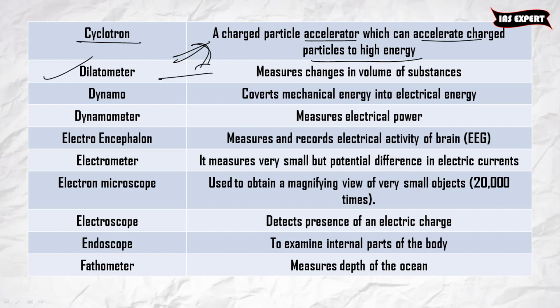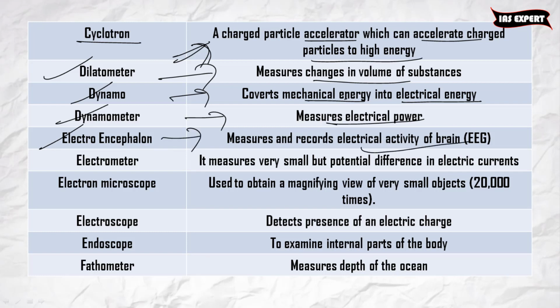Dilatometer, the instrument measures change in volume of substance. Dynamo, the instrument which converts mechanical energy into electrical energy. Dynamometer, this instrument measures electrical power. Electroencephalon. This instrument measures and records electrical activity of brain. Electrometer. This instrument measures very small potential difference in electric currents.